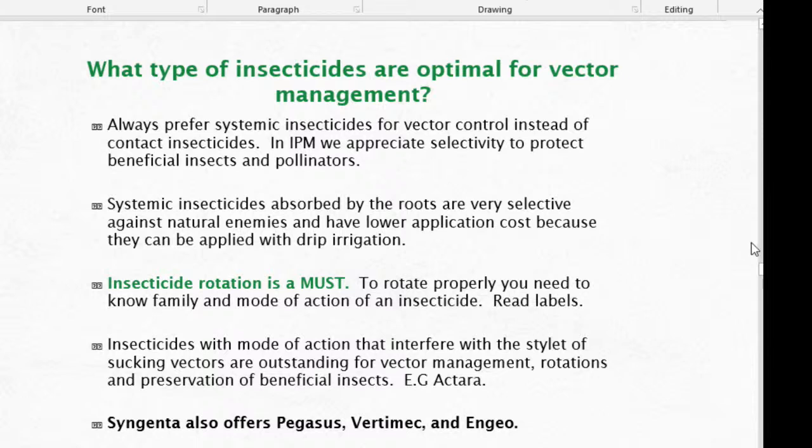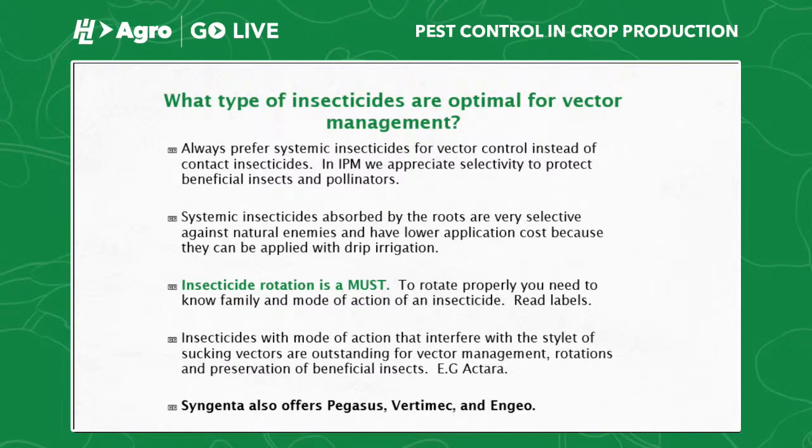Now, for controlling vectors, you need insecticide rotation. That's a must. And to rotate properly, you need to know the family and mode of action of an insecticide. You don't just rotate by seeing that this insecticide is called one name and the other one is called something else. Just by changing names, I'm not rotating. I need to know the family of the insecticide. You need to read labels.